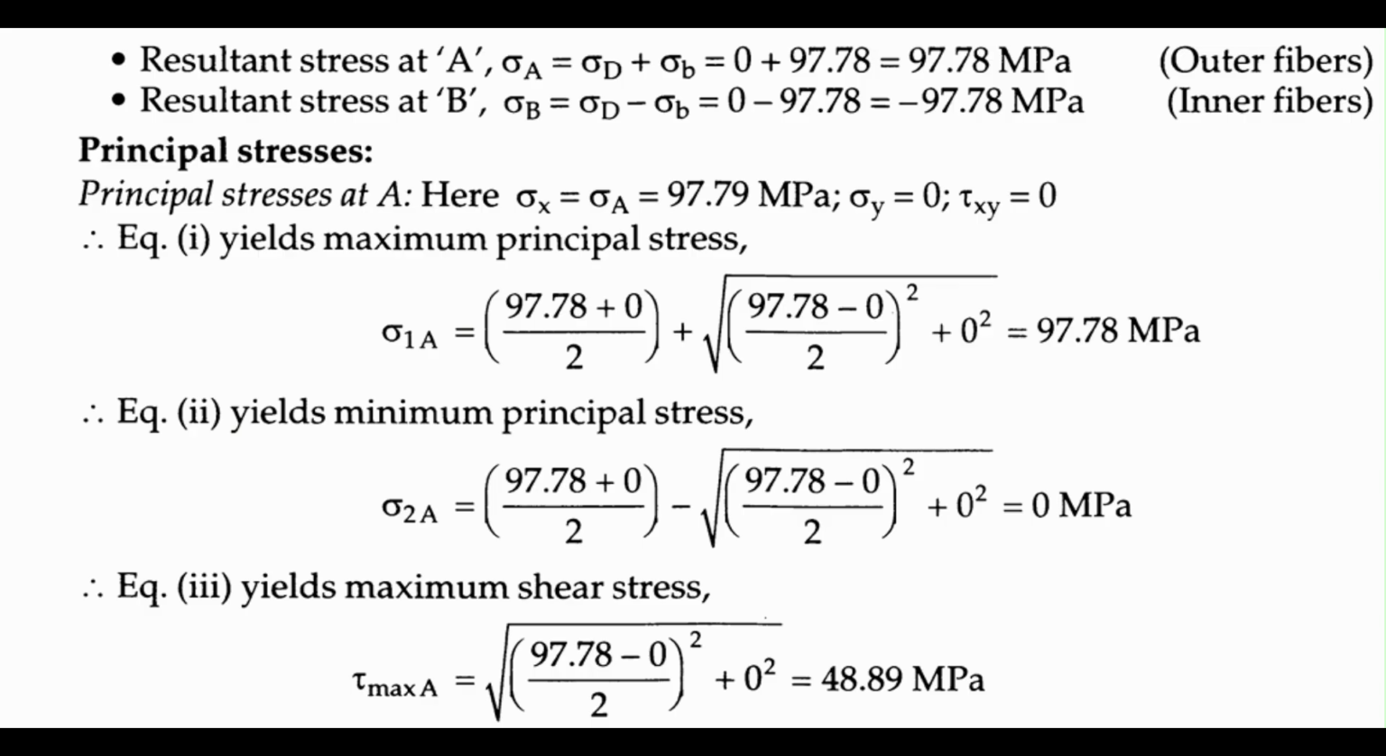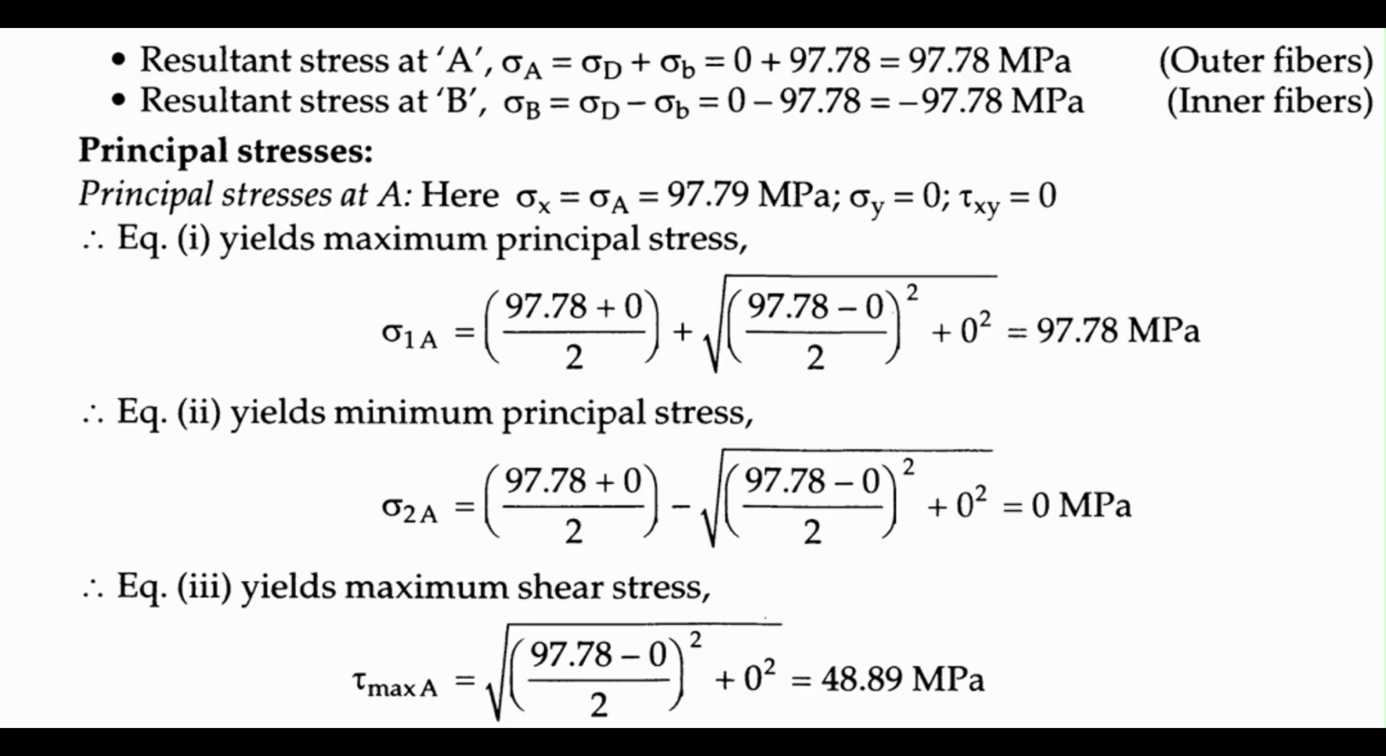Okay, so I have to find the maximum shear stress too, right? We have to find all these three terms. So tau max at A will be the same formula, just like the previous question. So that will be 48.89 megapascal. So I found the principal stress and the maximum shear stress at point A.